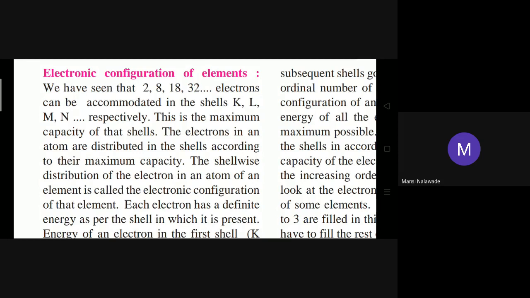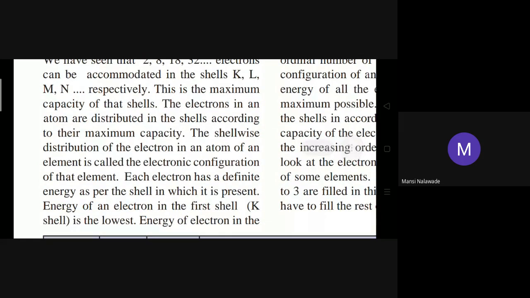The shell-wise distribution of the electrons in an atom of an element is called the electronic configuration of that element. Note down, the shell-wise distribution of the electrons in an atom of an element is called the electronic configuration of that element. They might ask you, what is called the electronic configuration of an element? You have to answer: the shell-wise distribution of the electrons in an atom of an element is called the electronic configuration of that element.